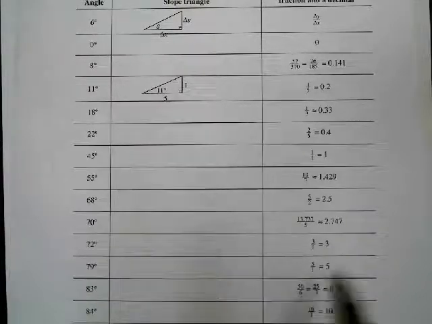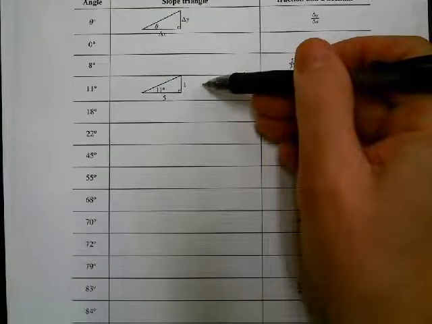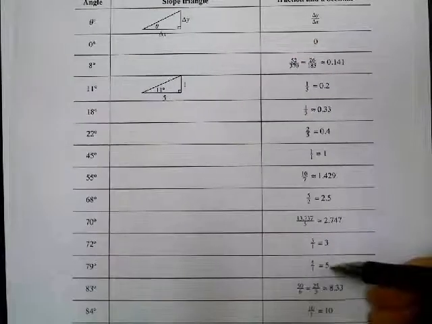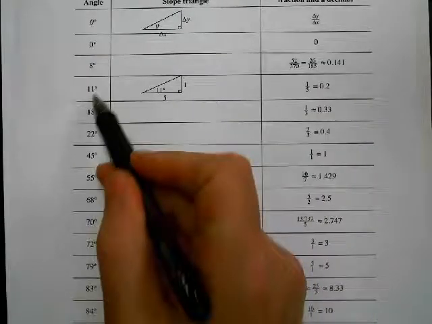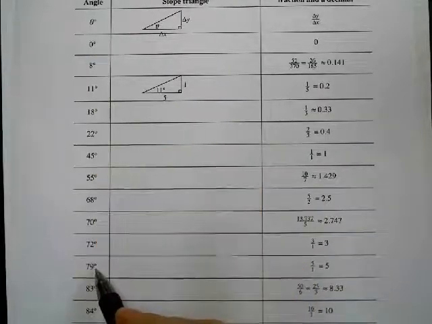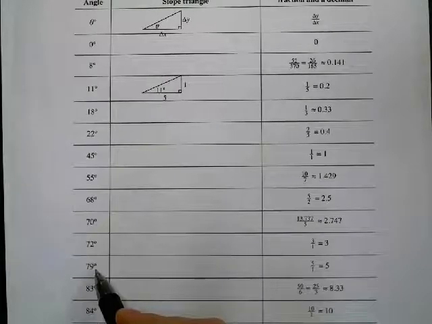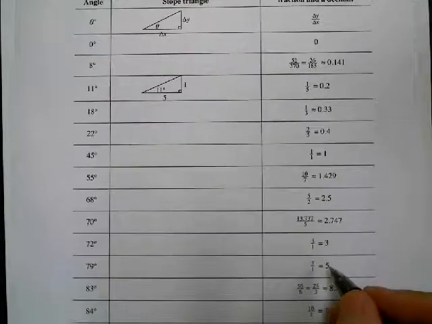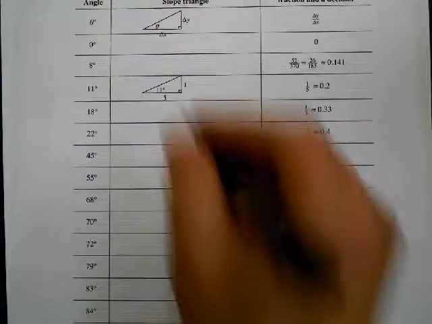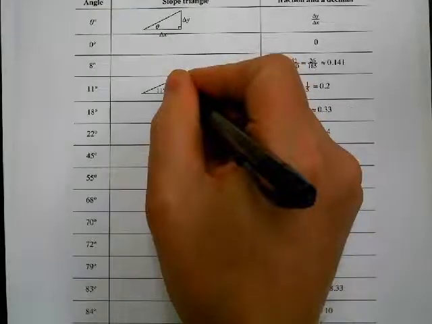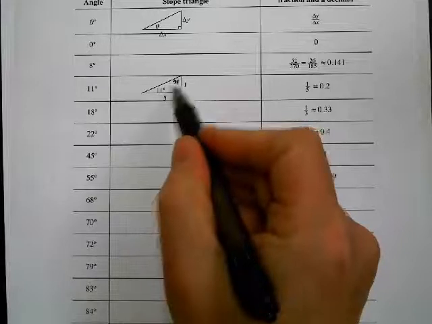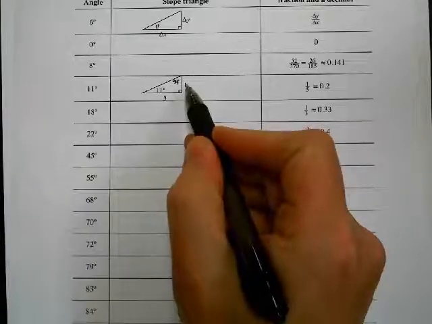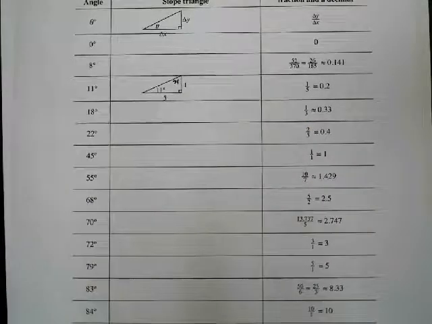So up here we've got 11, down here we've got 11, and that's 1/5. So the complement to 11 is 79, so they add up to 90 degrees. We saw that these ones would be reciprocals. Now remember, if this is 11, this part here is 79. And so its slope triangle is 5/1 instead, because you kind of have to flip the triangle around.